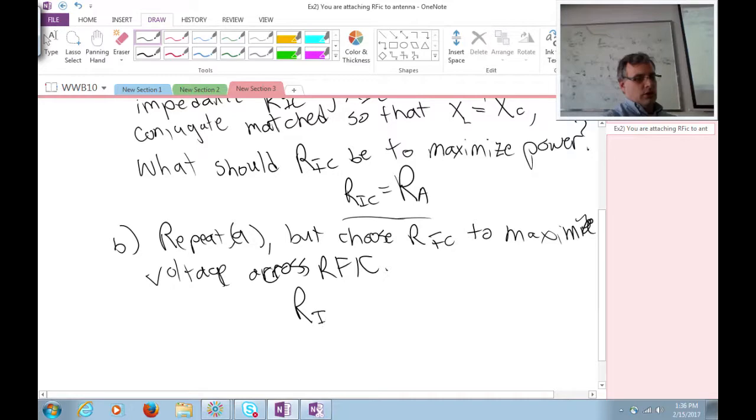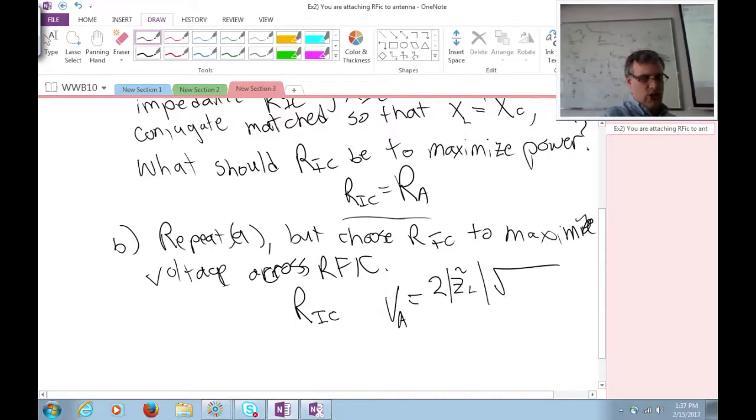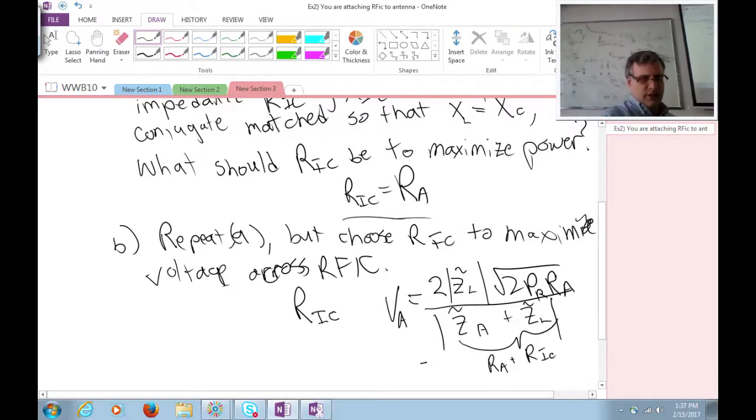As hard as it looks. Let's see if I can find it. Most of you should be able to do this intuitively, but just in case, let's look back on the cheat sheet. The amplitude at the terminals of the antenna, or the terminals of the chip in this case, is equal to magnitude ZL square root of 2 PR RA over ZL plus ZL. And in this case, we said that we already know the conjugates are matched, so this is really RA plus RIC. This is going to be RIC minus JXIC, and that's all we know about this system. So what should I pick RIC to maximize VA?